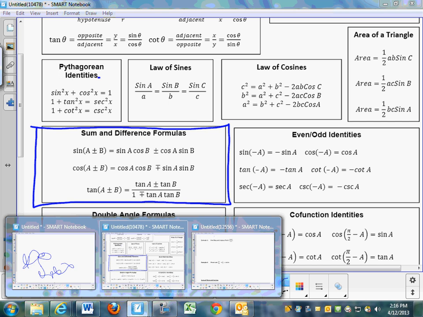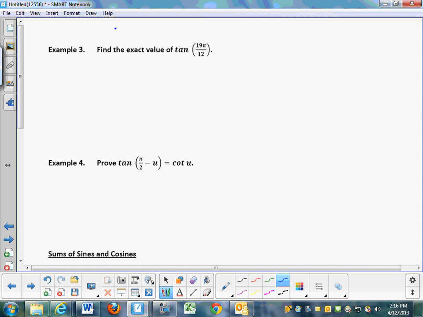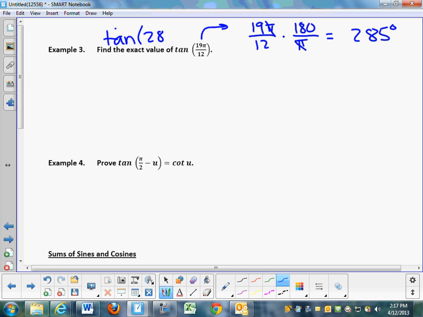From here, I go to the back side. I've got the tangent of 19 pi over 12. So first I'm going to convert this to degrees. To convert 19 pi over 12 to degrees, I will multiply by 180 over pi. The pi's cancel. So I have 19/12 of 180, which is 285 degrees. So I'm going to rewrite this as: find the exact value of tangent of 285 degrees. Now, what are two angles that sum to 285, or whose difference results in 285?